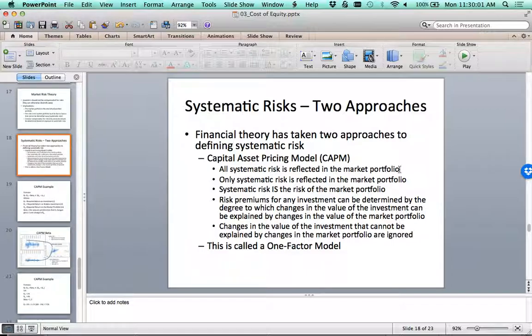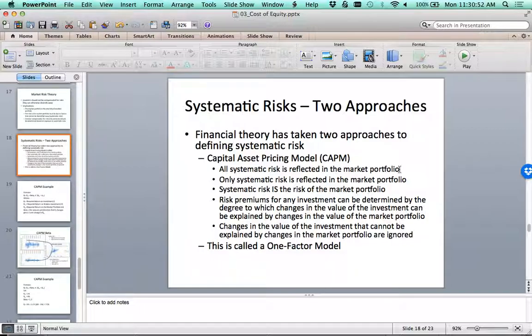And the only risk that an investor should be compensated for is risk that can't be diversified away, and therefore is this systematic risk, and therefore the risk premium that an investor is entitled to must be something that is tied to this systematic risk. Okay, and so essentially what it says is that the return that investors are entitled to is related to how much of the variability in their stock returns can be explained by variability in the market portfolio, meaning by systematic risk.